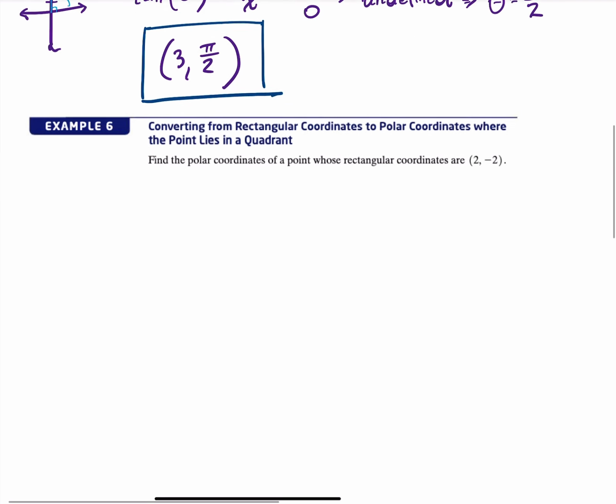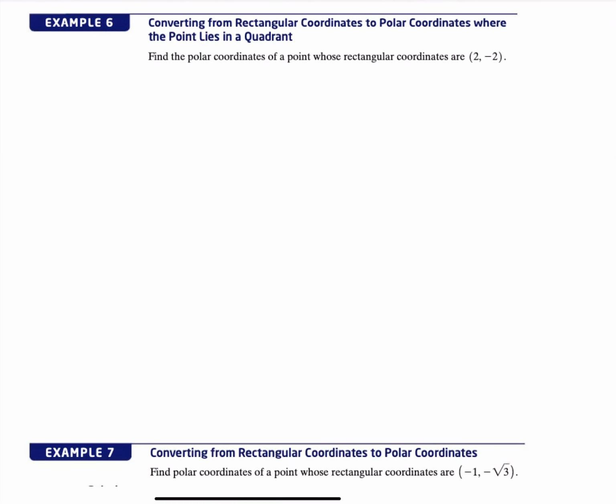So let's see another example. Now we have the point 2 comma negative 2. So this is our x and this is our y. So let's find r. R squared is x squared plus y squared, so that will be 2 squared plus negative 2 squared. So r squared is 4 plus 4, or 8.